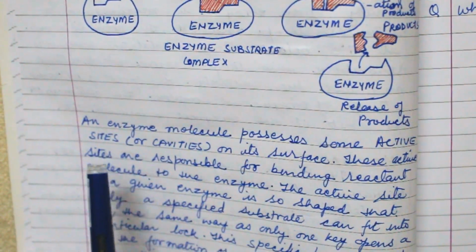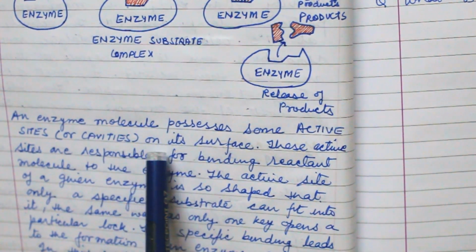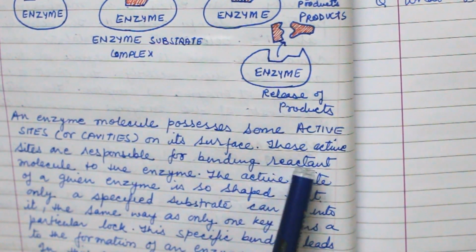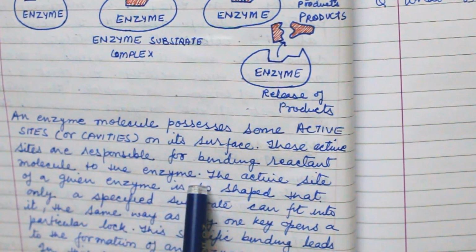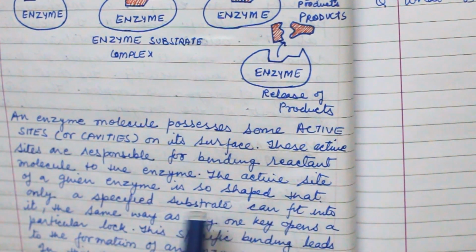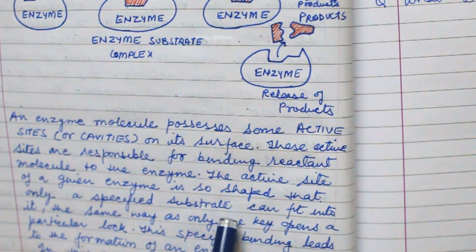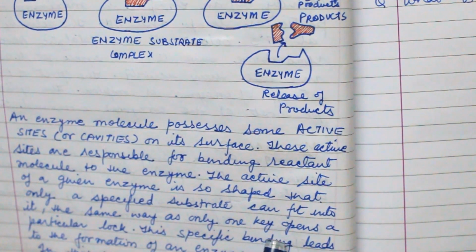The enzyme molecule possesses some active sites, that is cavities, on its surface. These active sites are responsible for binding the reactant molecule to the enzyme. The active site of a given enzyme is so shaped that only the specified substrate can fit into it, the same way as only one key opens a particular lock. This specific binding leads to the formation of an enzyme substrate complex.